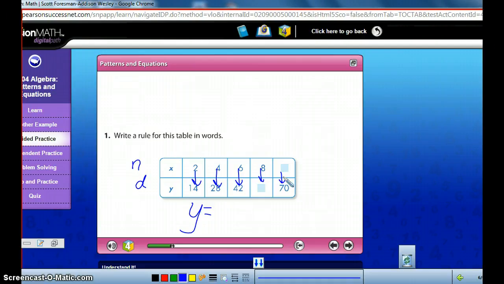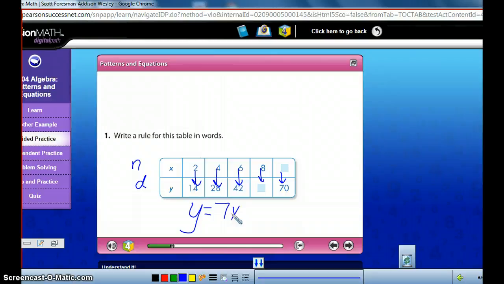What do we do to 2 to get 14? What do we do to 4 to get to 28? What do we do to 6 to get to 42? Has to be the same all the way through. Has to work for every single one of them. What do we do? Claire Longy? Multiply by 7. I'm sorry, you what by 7? Multiply. Multiply by 7. So we could say y equals 7x. That's our rule. Y equals 7x.